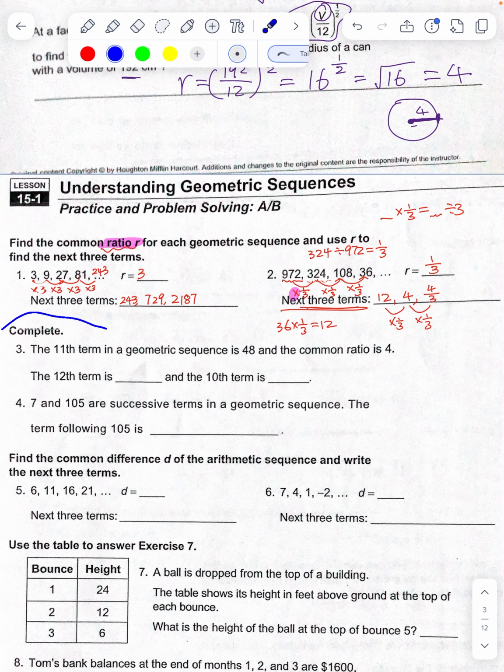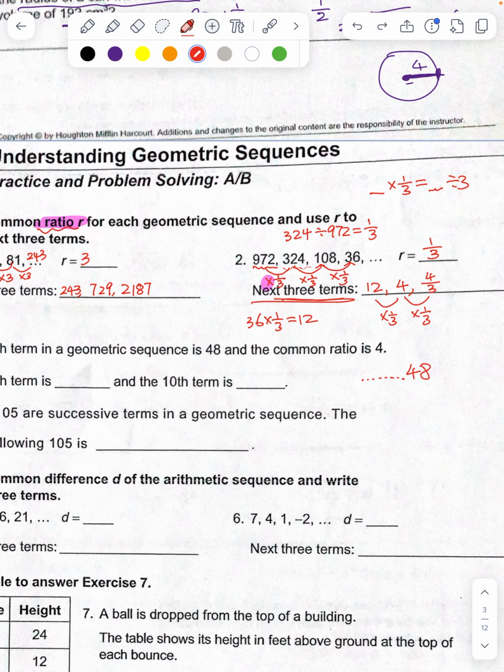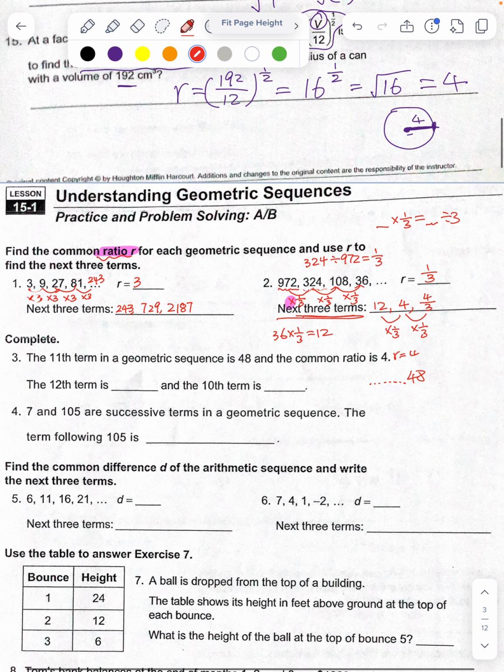Let's do this question. The 11th term in the geometric sequence is 48, and the common ratio is 4. So there are a lot of numbers ahead of 48, and we know the common ratio r is 4. 48 is the 11th term. The question asks for the 12th term.